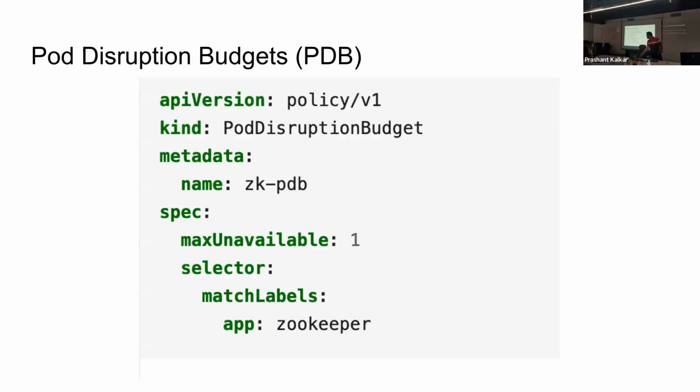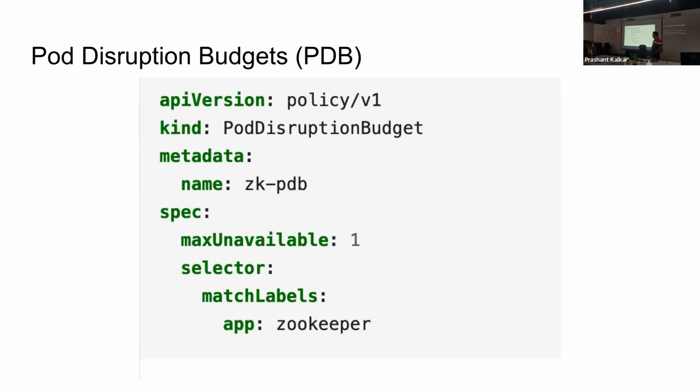In the case of voluntary disruptions, you can define something called a pod disruption budget. As the name suggests, it gives you some budget to spend in terms of disruptions, but you can't overspend. You have a budget, a limit. In this case, we are saying that for zookeeper, max unavailable is 1, and this is not a local decision. It is evaluated across the pods.